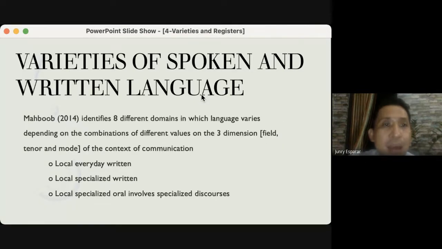Okay. Now, according to Mahbub 2014, he identifies 8 different domains in which language varies depending on the combinations of different values on the 3 dimensions: field, tenor, and mode, of the context of communication. One is local, everyday, written. Where do we experience this? For example, when you are sending messages, right? Local, everyday, written, when you are sending chat messages to your friends, for instance.